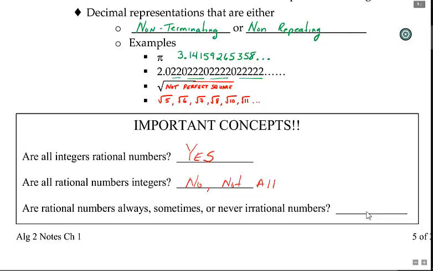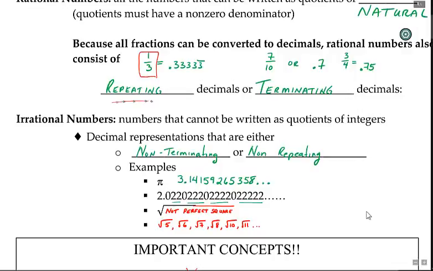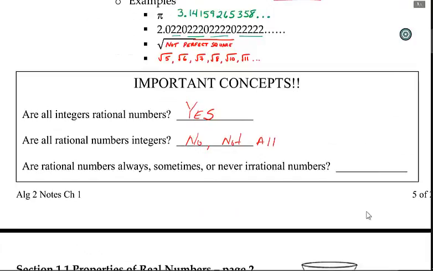And then lastly, are rational numbers always, sometimes, or never irrational numbers? Well, you can see that rational numbers are either repeating or terminating. Irrationals are non-repeating, non-terminating, and those are mutually exclusive. And so they are never, ever the same. They are very different.